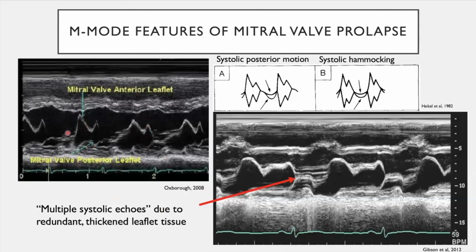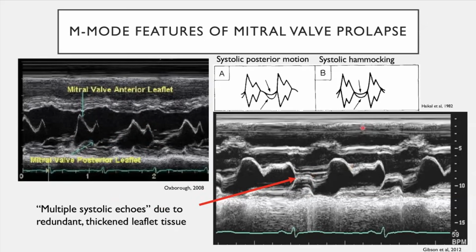Looking at our normal again, during systole you should have a nice closure line of the mitral valve leaflets, and then they open up when diastole occurs again. When it comes to mitral valve prolapse, you get this closure line, but then you get something classically called systolic posterior motion or systolic buckling, where you get posterior translocation of the leaflets in mid-systole.